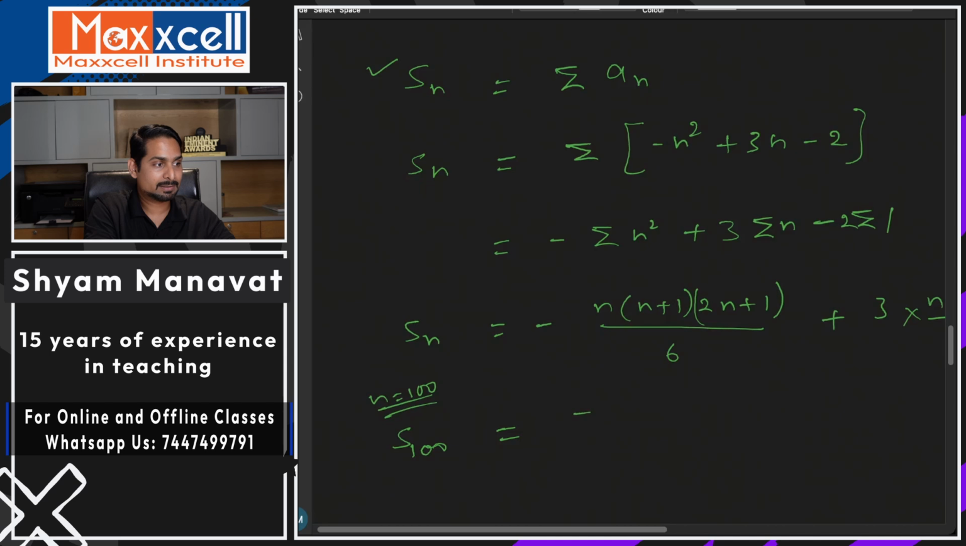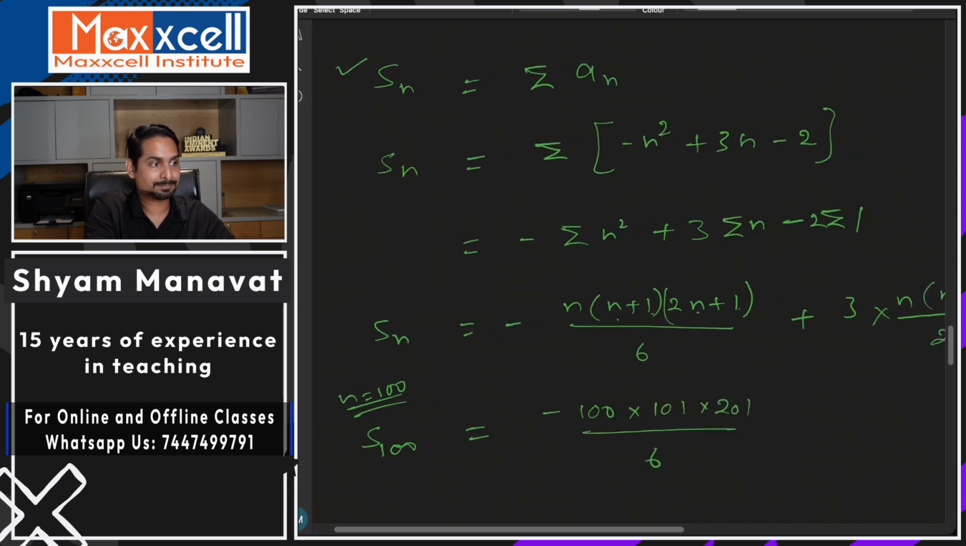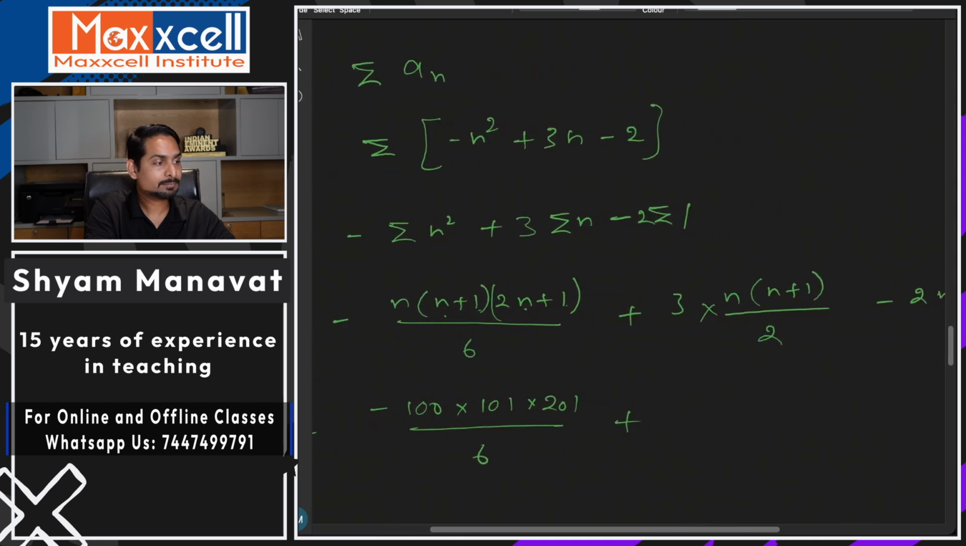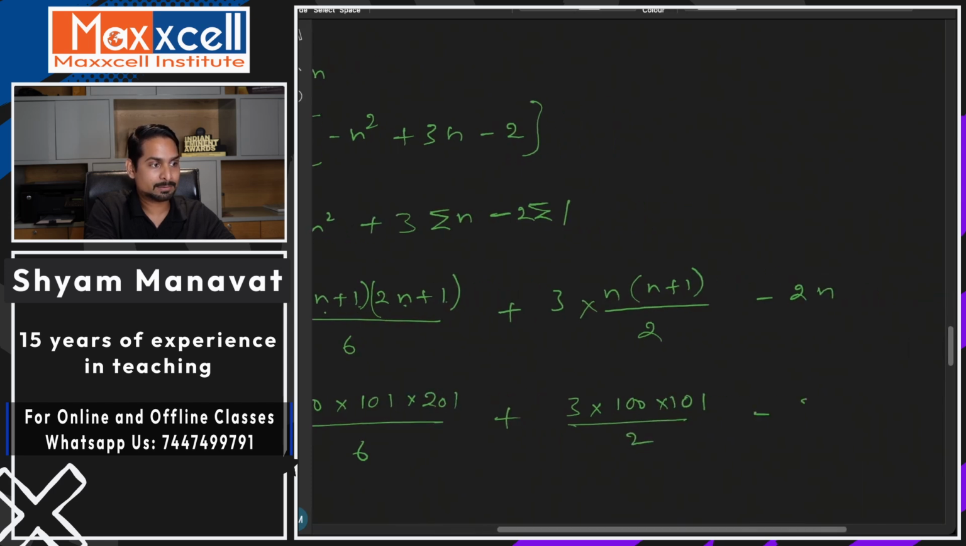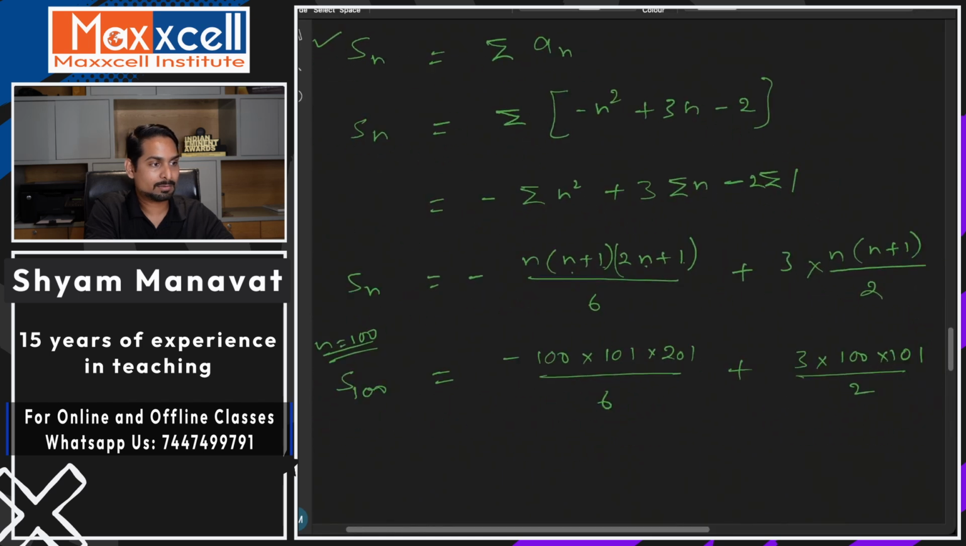Substituting, you get what? Minus 100 into 100 plus 1, that is 101, into 2 into 100 plus 1, that is 201, by 6. Plus, here you have 3 into 100 into 101 by 2, minus 2 into 100. Okay, this is your sum of 100 terms.